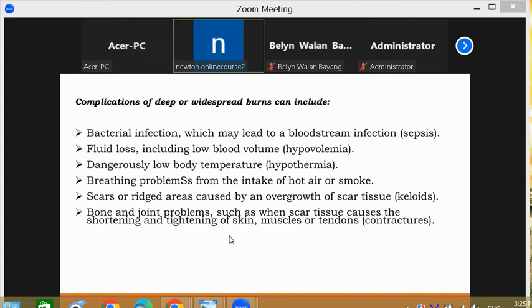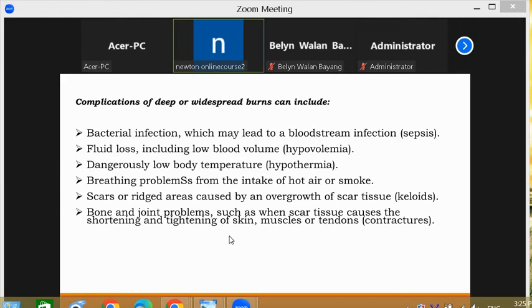So I just told you that in the patient infection, too much fluid will be losing from that area. So it will be including low blood volume, or blood count, or blood volume inside the patient body will be reduced. That is called hypovolemia.